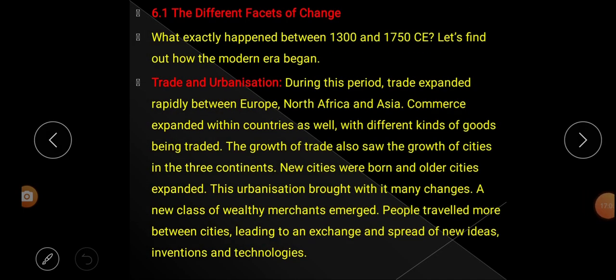Next topic, the different phases of changes. What exactly happened during the time period of 1300 to 1750 CE? Let's find out how the modern era began. From the following paragraph, we are going to find out how the modern era began.